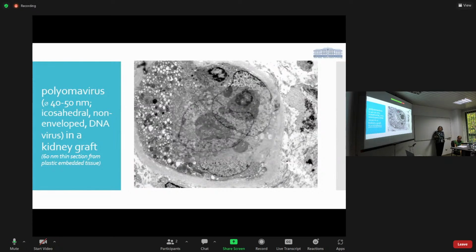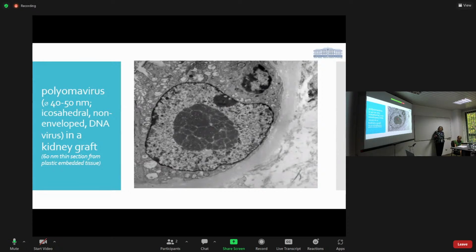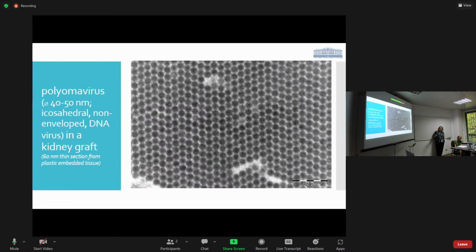If we enlarge the image, we can see the particular structure, and even closer, we can imagine, mostly in this transmission electron microscopy, the icosahedral symmetry of the virus. When we do sections from plastic embedded tissue, the section is about 100 nanometers thick. So we have the entire particle in the section, and sometimes different layers superimposed in the same 2-dimensional image.